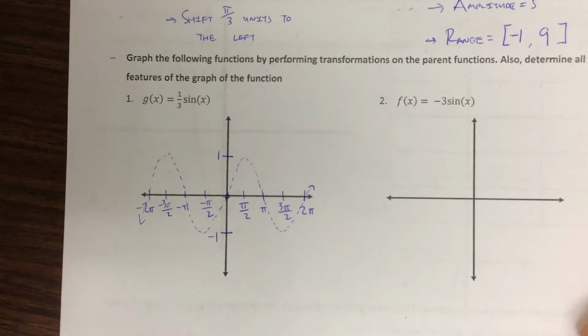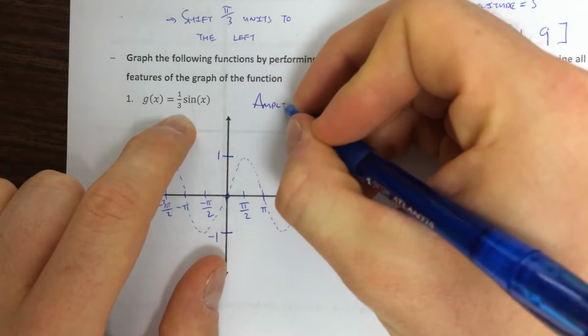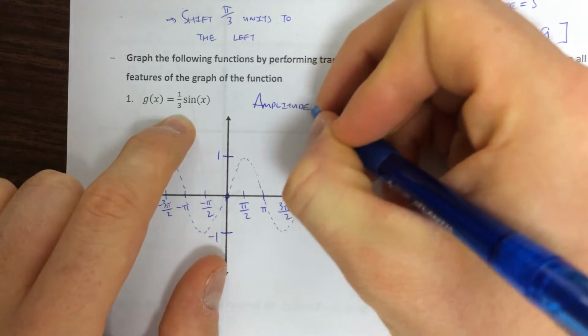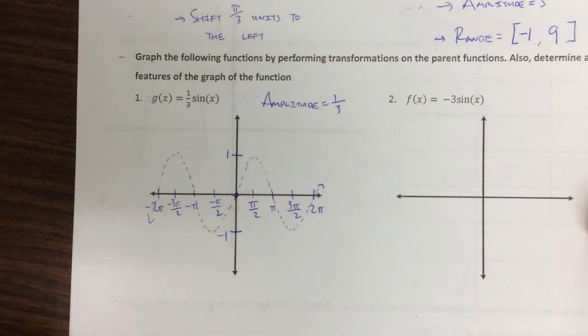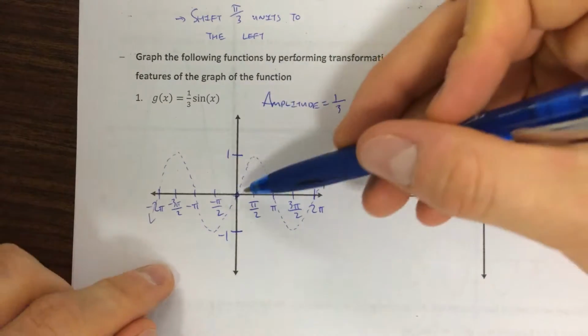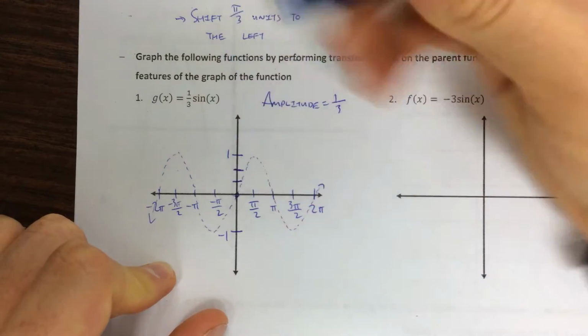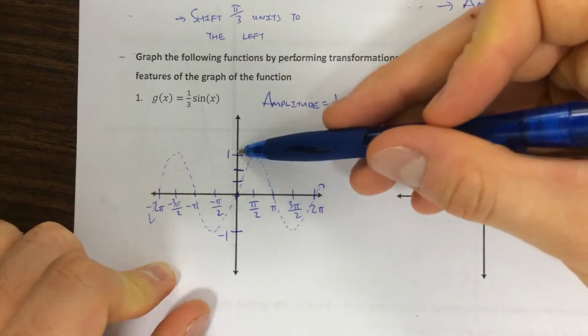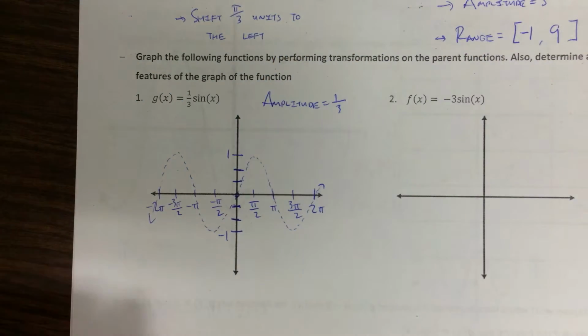Now, what's happening is this 1/3, our amplitude, because we're multiplying our parent function by 1/3, will be 1/3. So let's think about ways we can do this. Well, if this is 1, then maybe if I cut it into thirds, 1/3 is 2/3. So 1/3, 2/3, 3/3. -1/3, -2/3, -3/3.